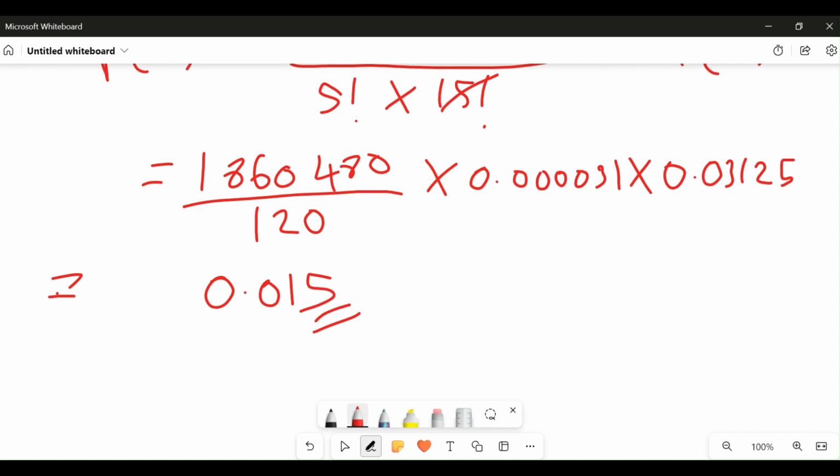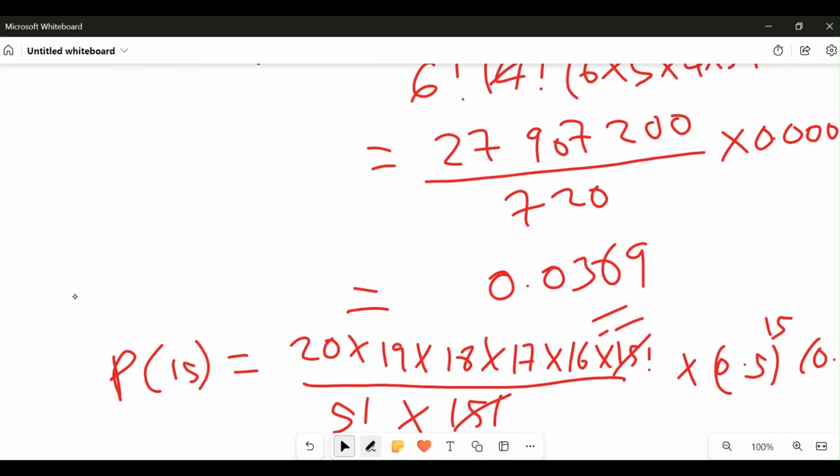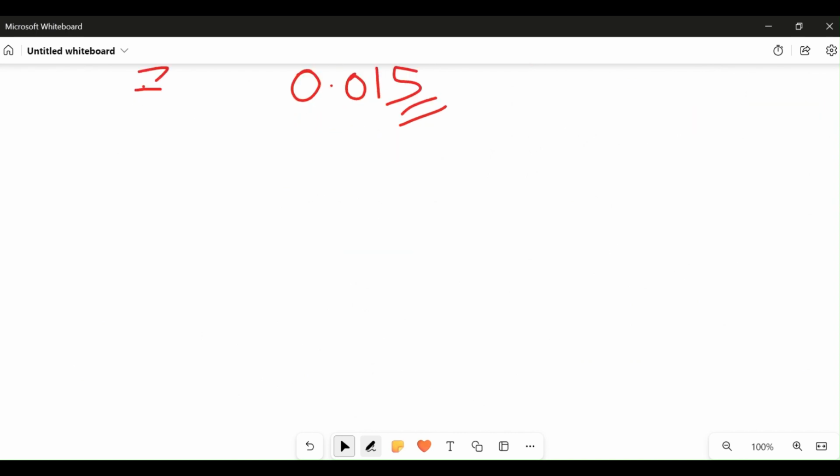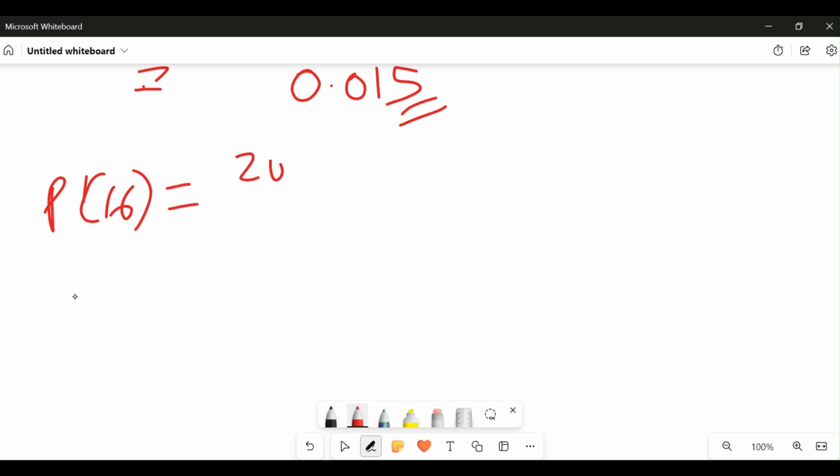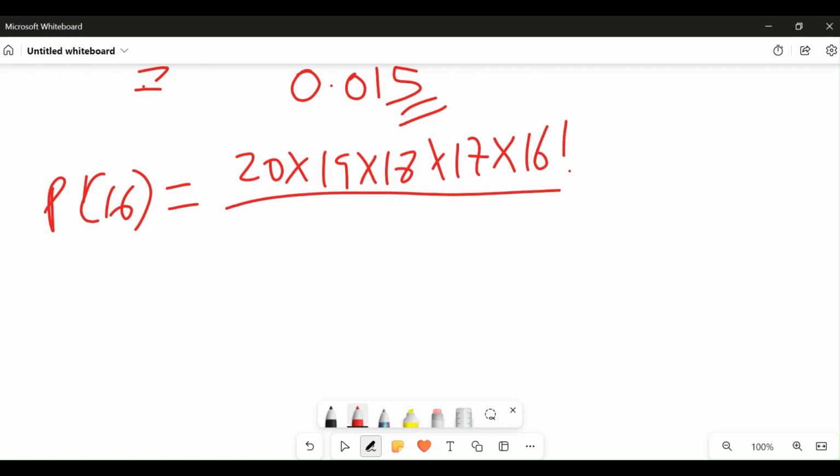All right, so now from here let's get for 16. Let's go ahead and get for 16. Now P of 16 will be 20 factorial, which is 20 times 19 times 18 times 17 times 16 factorial, all over 20 minus 16, that will be 4 factorial, times 16 factorial. 16 factorial will cancel out.